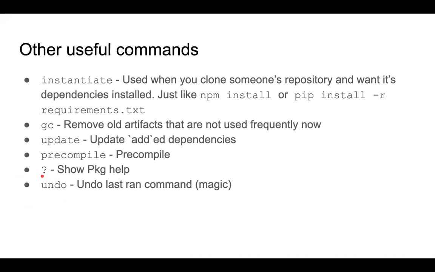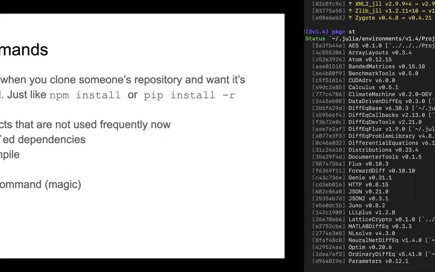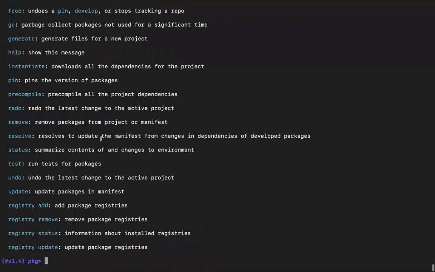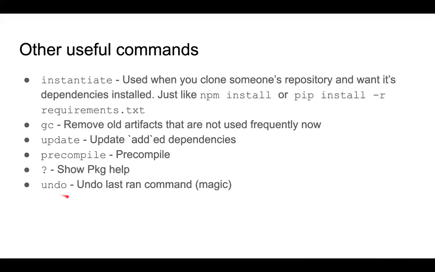Next, this is the question mark, or you can even type help. Both will show you the same output, all of the available commands. And this is a particularly magical command that saves a lot, at least it is very helpful for me: undo. Suppose by mistake I added a package instead of deving it. So undo is my go-to command. That helps me.